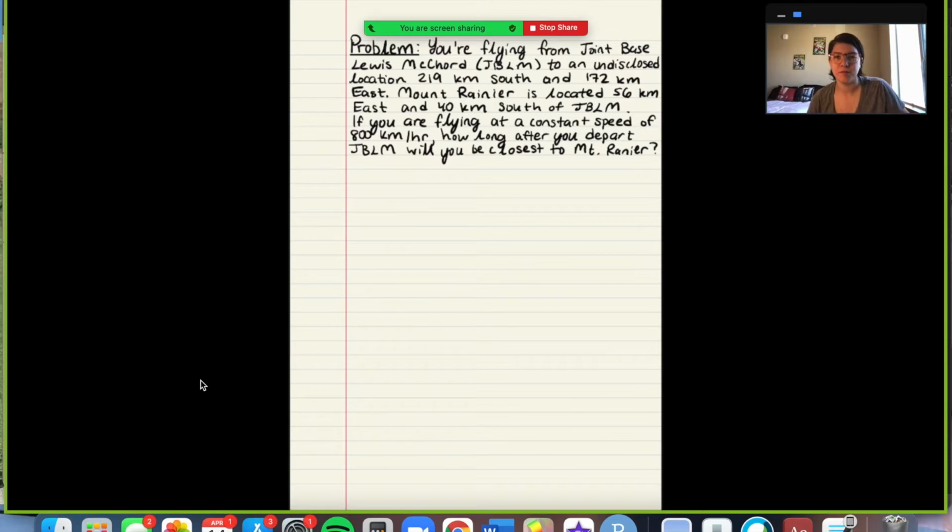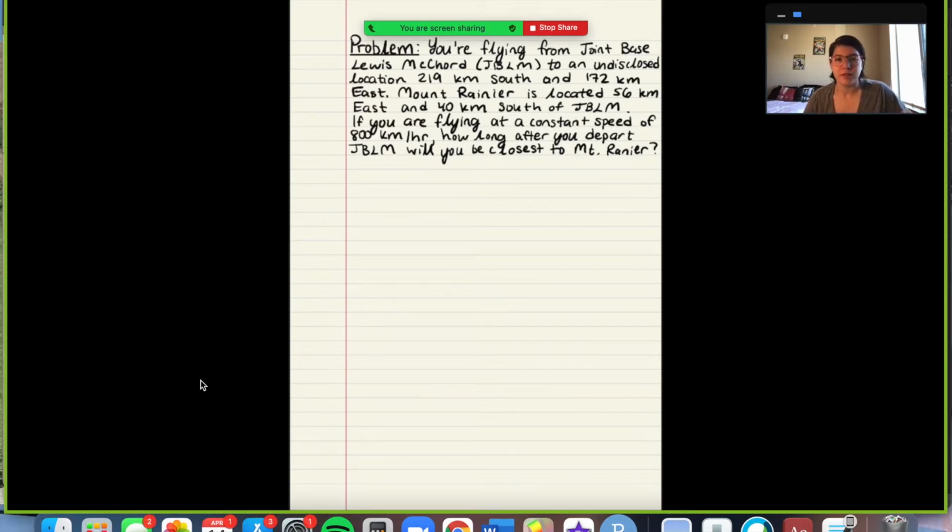All right, so we're working through this problem with a lot of moving pieces. The problem is you're flying from Joint Base Lewis McChord to an undisclosed location 219 kilometers south and 172 kilometers east. Mount Rainier is located 56 kilometers east and 40 kilometers south of the base. If you are flying at a constant speed of 800 kilometers per hour, how long after you depart the base will you be closest to Mount Rainier?